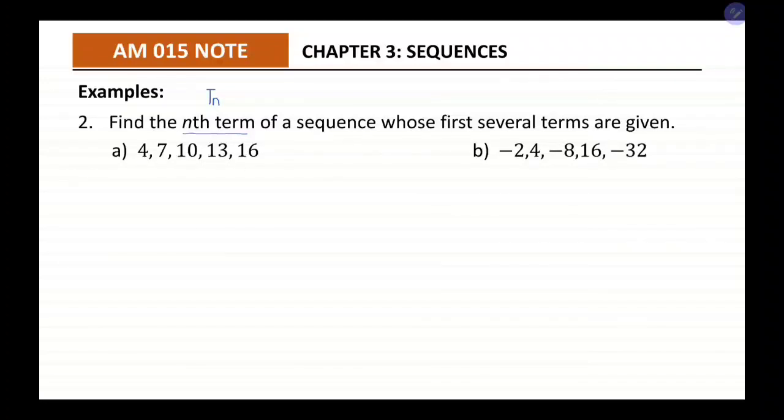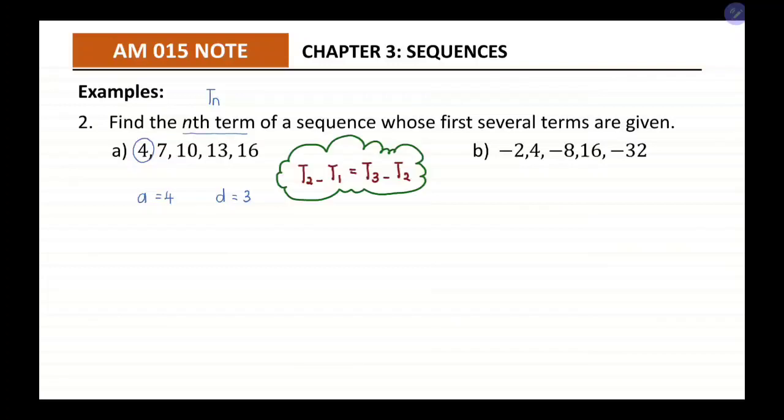Okay, for this sequence, our first term is 4. How do we get 4? First term means the first number of the sequence. Okay, then we find D equals 3. How do we get 3? D means T2 minus T1 must be the same as T3 minus T2. So we check T2 minus T1, we get 3, and T3 minus T2 also we get 3. So we use common difference D equals 3.